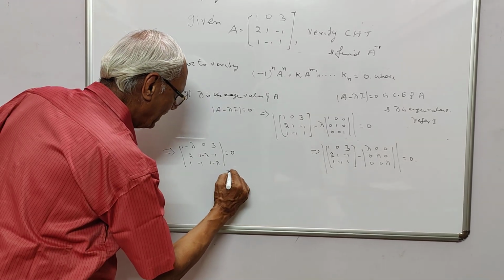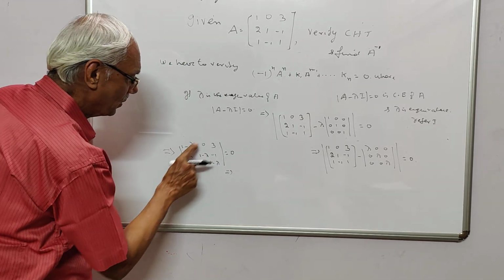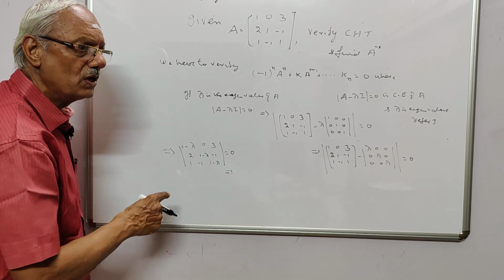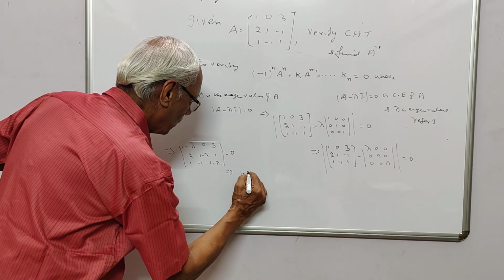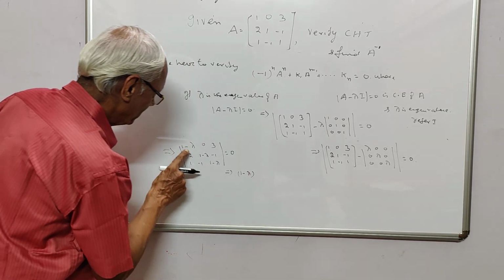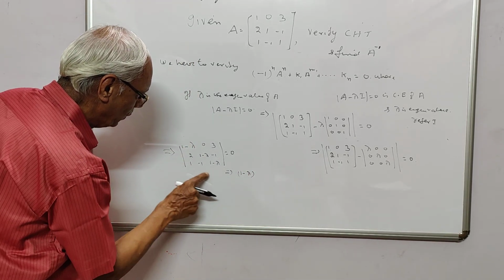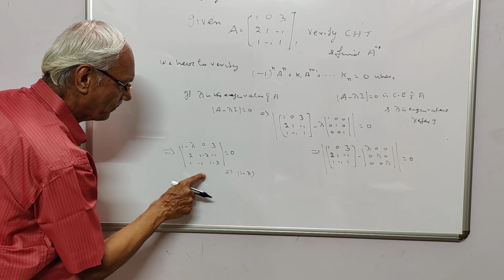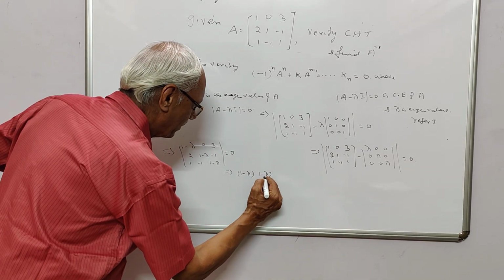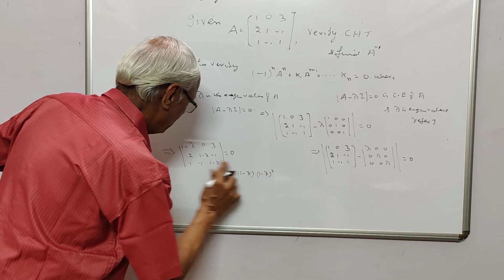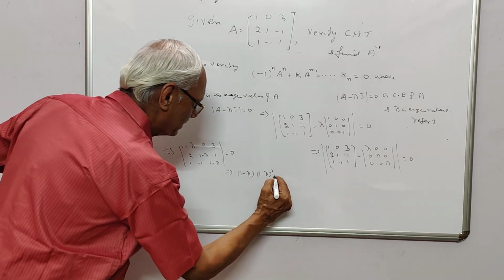So this implies, go for the expansion. Now you have to find the determinant value. What is the determinant value? 1 minus lambda into minor. Find the determinant of this minor, that is 1 minus lambda whole square. It is minus into minus is plus, so it is minus 1.